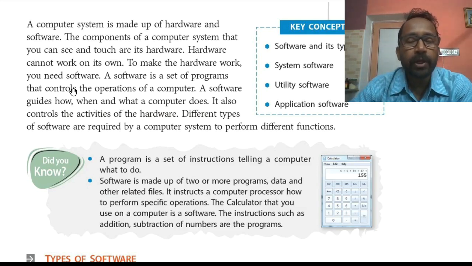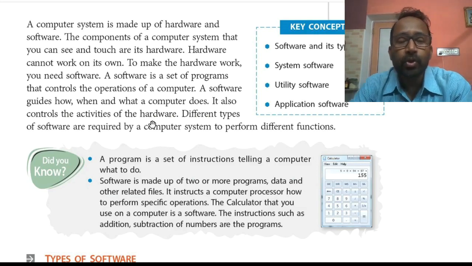To make the hardware work, we need software. So software is what? A set of programs that controls the operations of a computer. And a program is a set of instructions. So a set of instructions makes a program. One or more programs make software. A software guides how, when and what a computer does. It also controls the activities of the hardware.